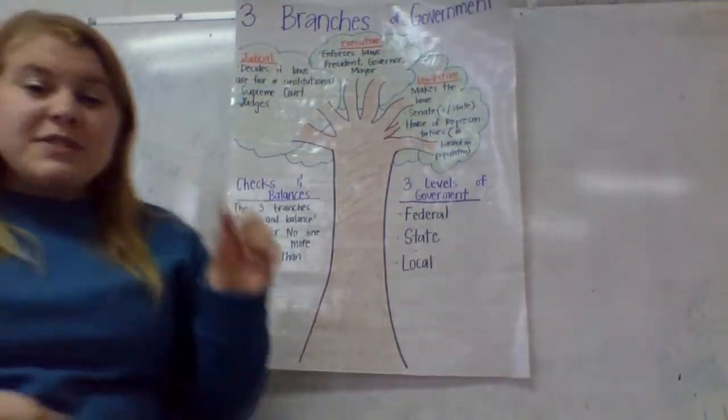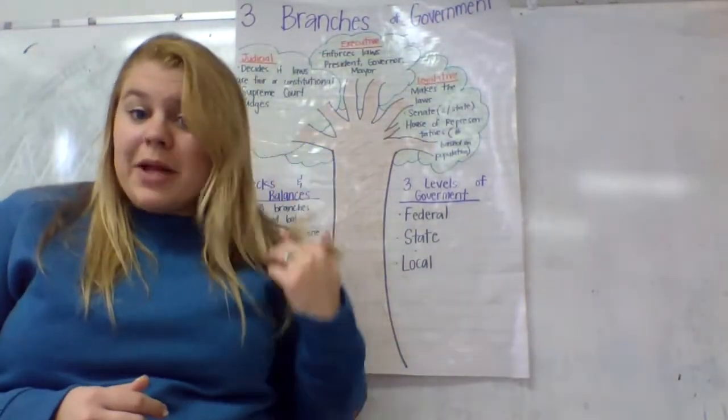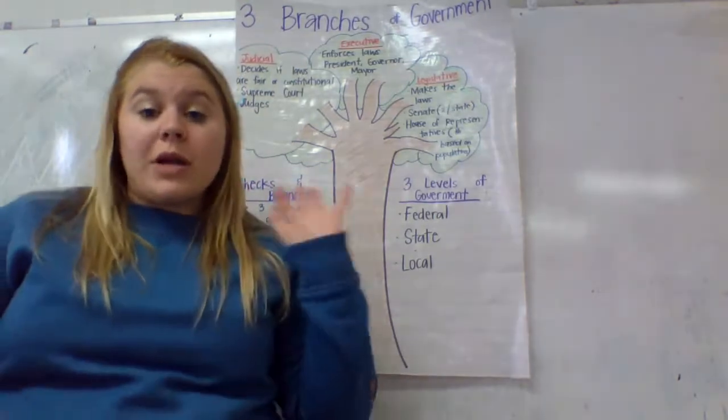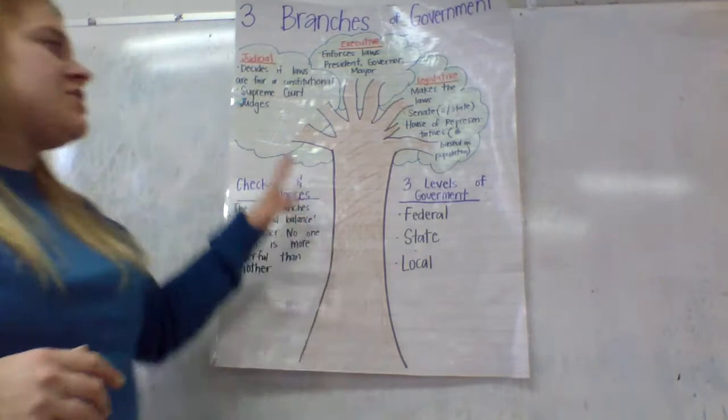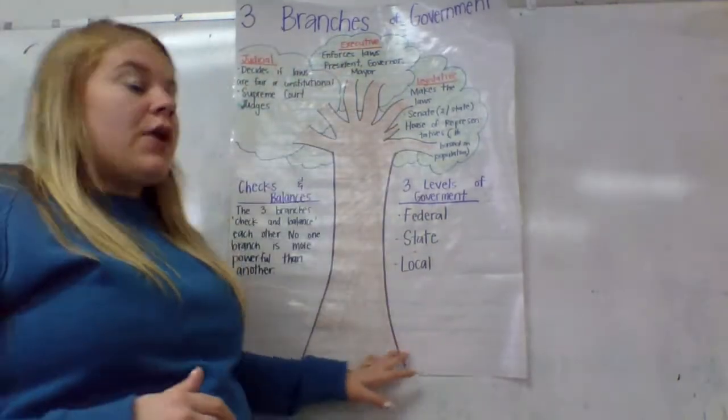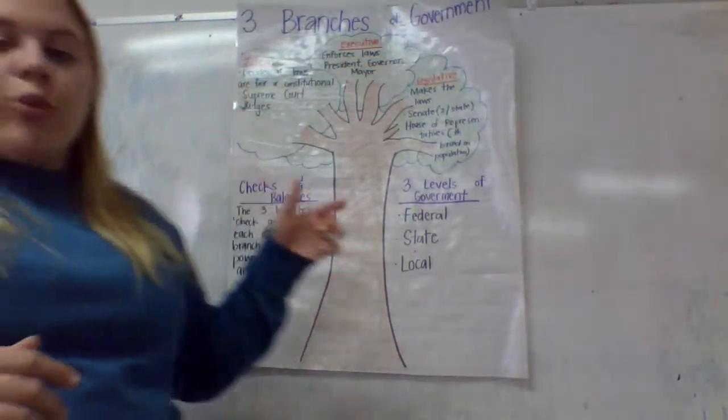Okay, so last week you touched a little bit on the three branches of government, and you talked about how there were different plans brought together to make our three branches of government. So we're going to hit those again. So your first branch is the judicial branch.